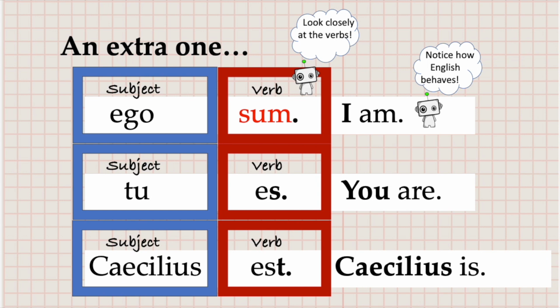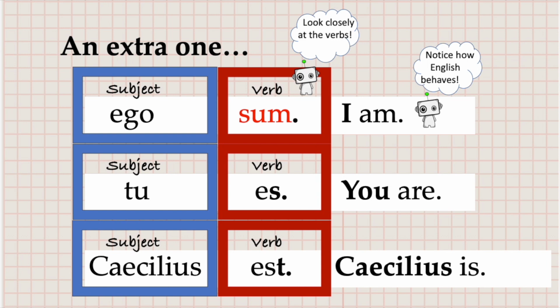Look very closely at these verbs. Ego sum is I am, tu es is you are, and Caecilius est is Caecilius is. This is called the verb to be, and as you can see, it's irregular. It doesn't go sum, sus, sut, it goes sum, es, est. It does remind you perhaps if you've been studying French of je suis, tu es, il est, same spellings for es and est.